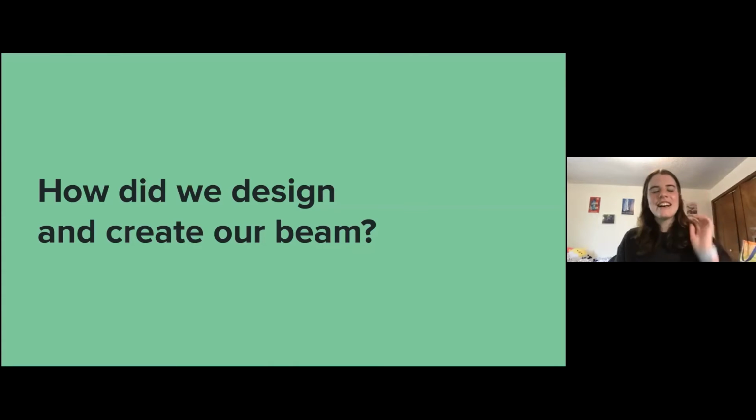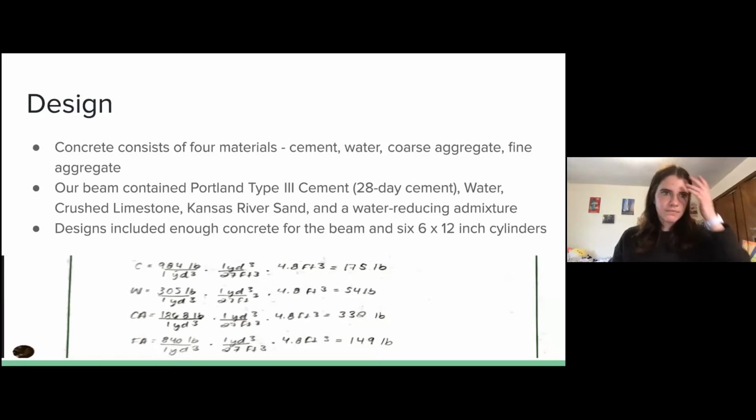All right. So how did we go about actually designing and creating this beam with those general dimensions and standards given? For those of you who don't know, concrete is made up of 4 main materials: cement, water, coarse aggregate, and fine aggregate.